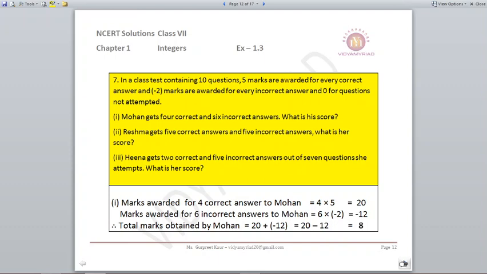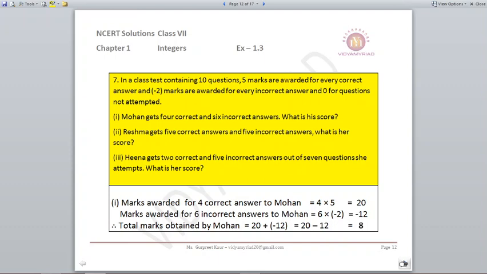First part, Mohan gets 4 correct and 6 incorrect. Now 4 correct means 4 will be multiplied by 5, because 5 is the marks given for the correct answer. That means he got 20 marks. And 6 incorrect, so 6 will be multiplied by minus 2, because minus 2 is given for all the incorrect answers. So 6 multiplied by minus 2 comes to minus 12. So what is the total marks? He got 20 for correct and minus 12 for incorrect. So the total marks comes out to be 8.